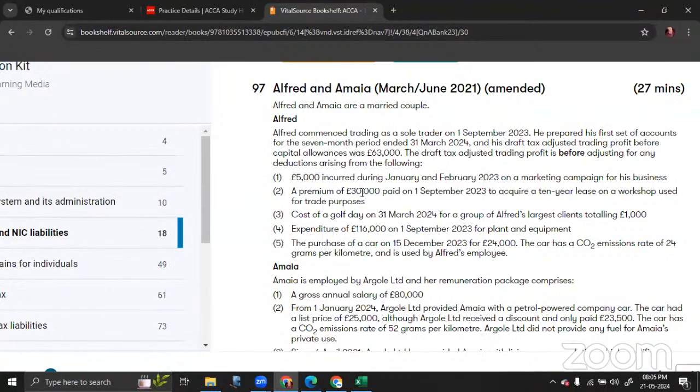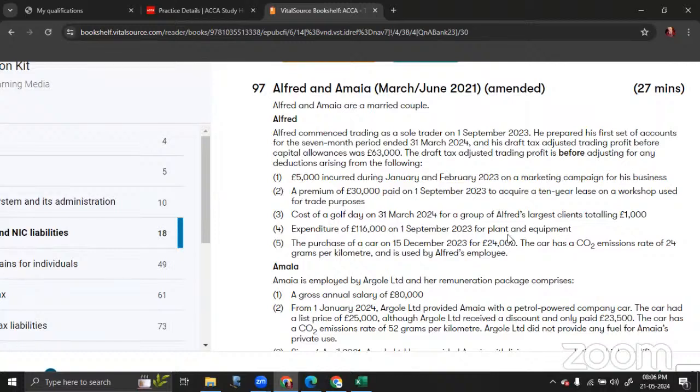Next, a premium of 30,000 to acquire a 10-year lease on a workshop. Keep in mind, for you, it is premium paid. So you will have to calculate the tax deductible amount on the premium paid. Then cost of a golf day for a group of largest clients. Keep in mind, golf club membership for client entertainment is non-deductible, indicate 0. If it is already deducted, add back. If it is not deducted, indicate 0.